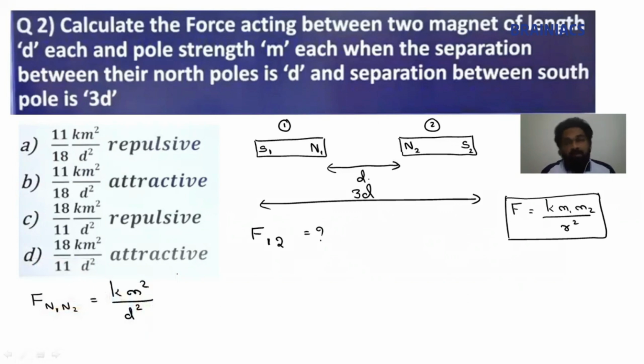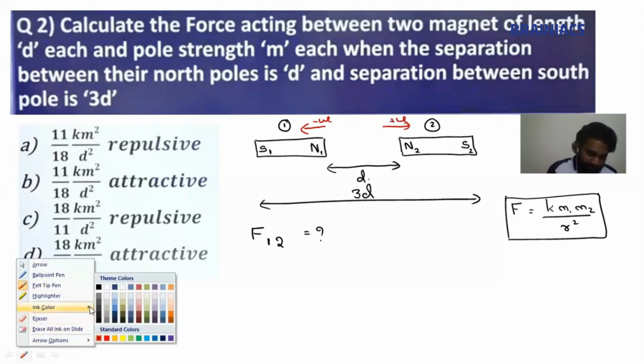So we are finding the force on 1 due to 2. On this N2, the direction of force is going to be this. Let us take the left side as negative and the right side as positive. Okay, so that is done.